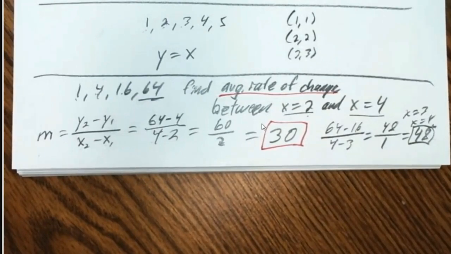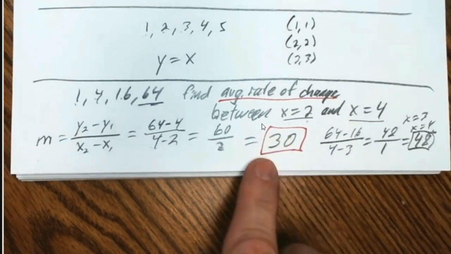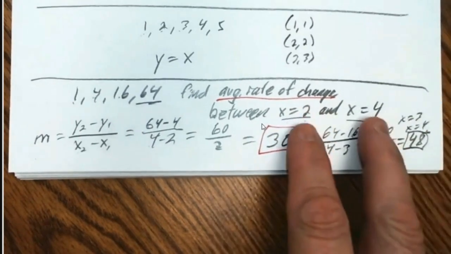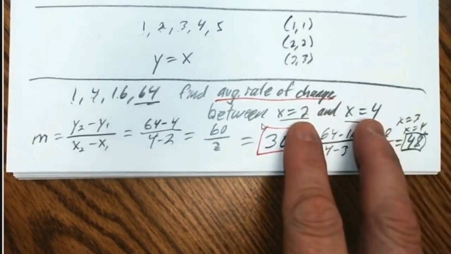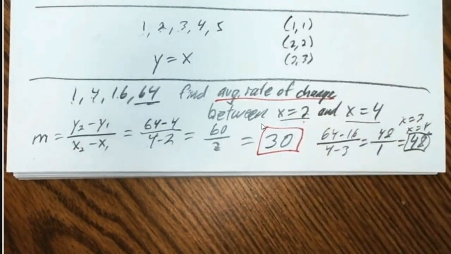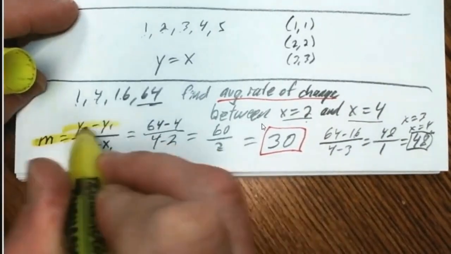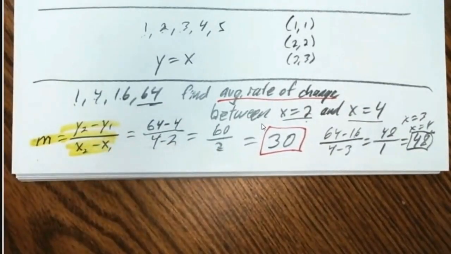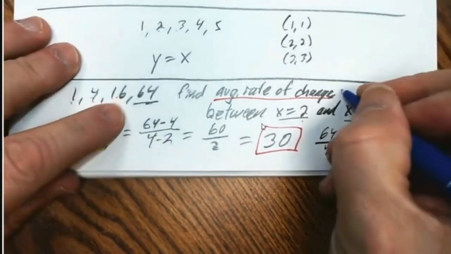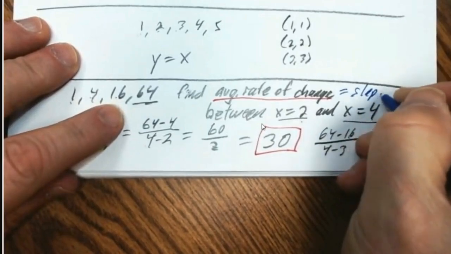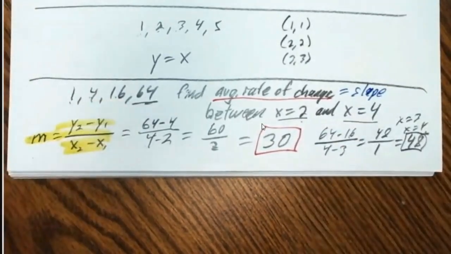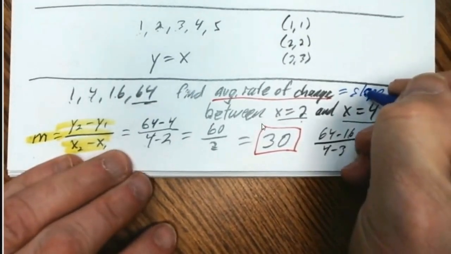With an arithmetic sequence, it should be the same because you're adding the same amount every time. The slope is consistent with arithmetic. But the average rate of change is going to be different in a geometric sequence depending on the two points you choose. So I guess this should be in your notes if you don't remember it from Algebra 1. How do I find the slope or average rate of change? Average rate of change equals slope. There we go. Put that there. That equals the slope.